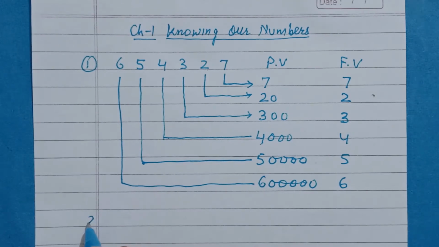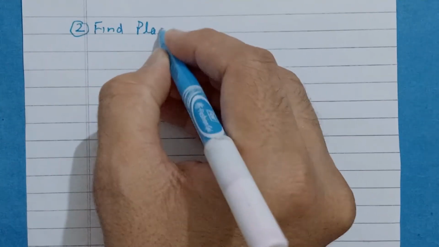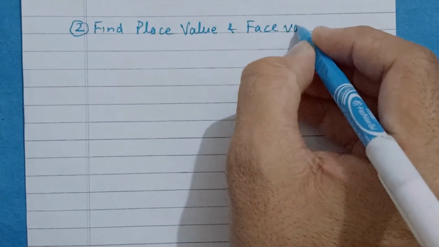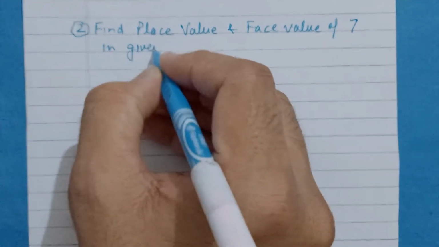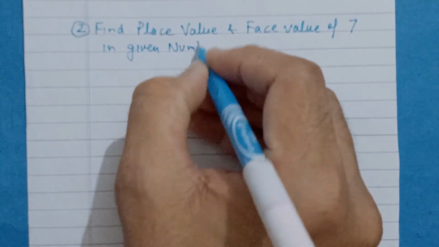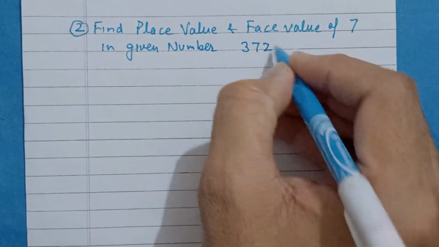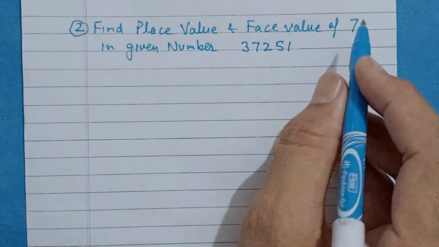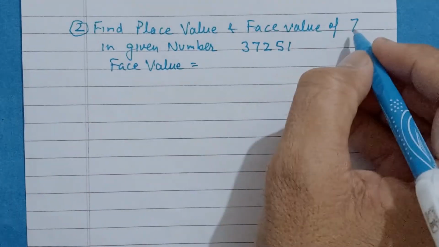Consider another example. Find place value and face value of 7 in given number. And the number is 37251. In this number we have to find the place value and face value of 7. So face value is the digit itself. Face value of 7 is 7.